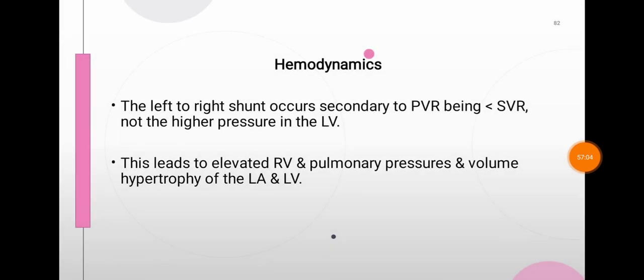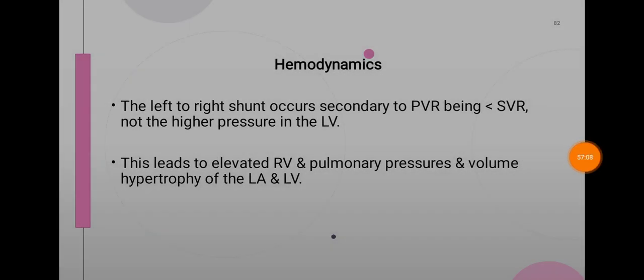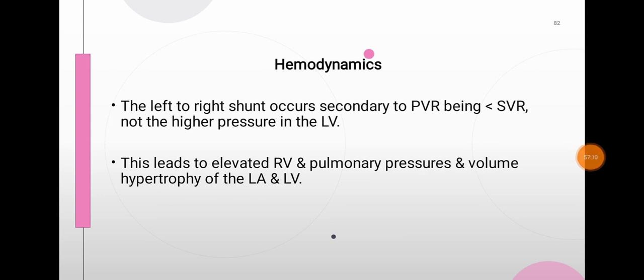You have a left-to-right shunt, which occurs secondary to flow from the left side of the heart to the right side of the heart. So this would lead to an elevated right ventricular and pulmonary pressure, and you have hypertrophy of your left atrium and your left ventricle.